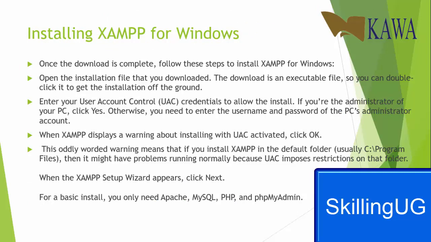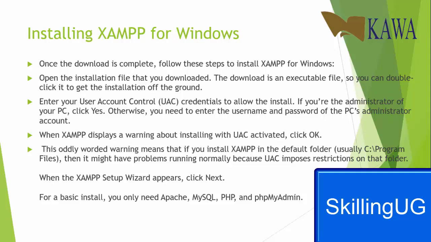Once the download is complete, you will see it in your downloads. It will be like example version this.exe, a Windows executable file. You just double click it, a normal double click. It will ask you to allow this app to run. You just say yes. Continue.